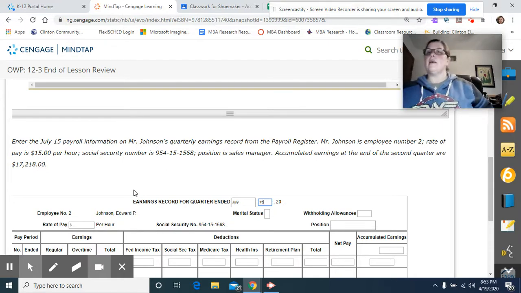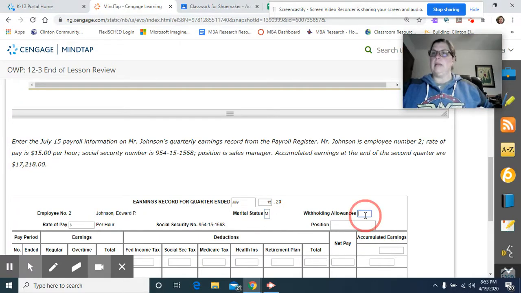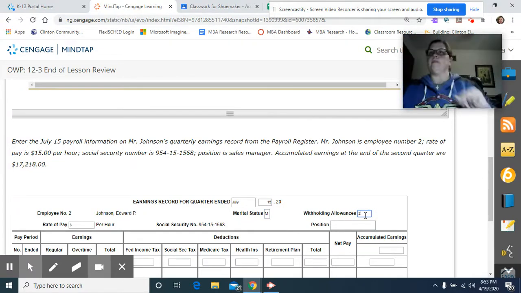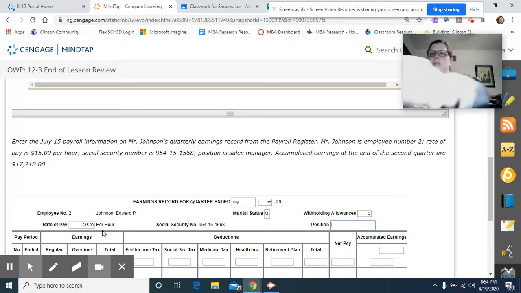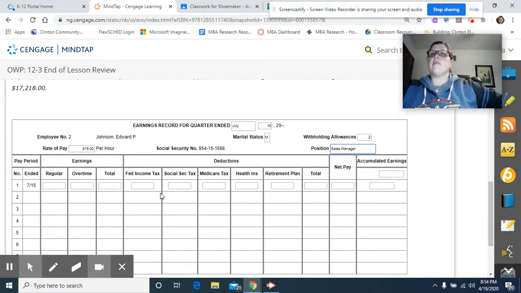So we are putting July 15 in for the date. And then we need to fill out all this stuff at the top. So he's employee number 2. He is married, so we put an M in. He has 2 allowances, right? He gets $15 an hour. His social security number is already in there for us, so that's nice. And his position is sales manager. Okay. So we have to fill out the top of this for us.